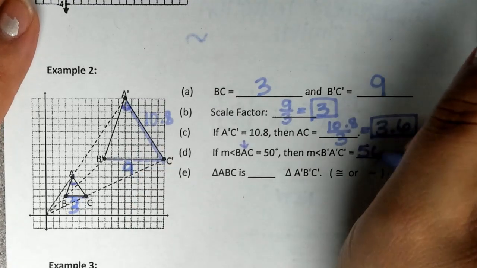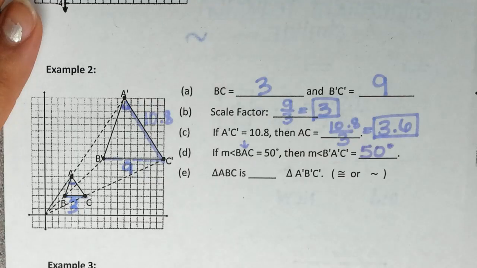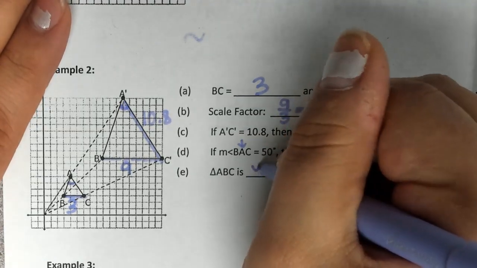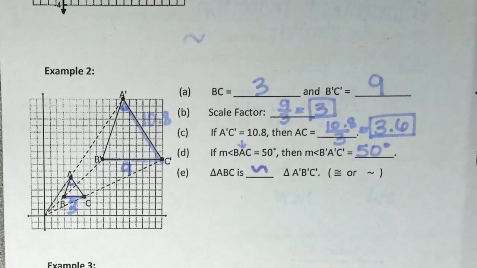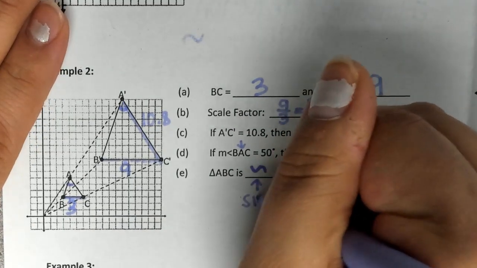Remember, your angles are the same. It is also 50 degrees. Don't multiply it by 3. It's not a side. These triangles are similar, so which symbol do I use? The tilde. They're similar. If you don't remember that, maybe write it down: similar.